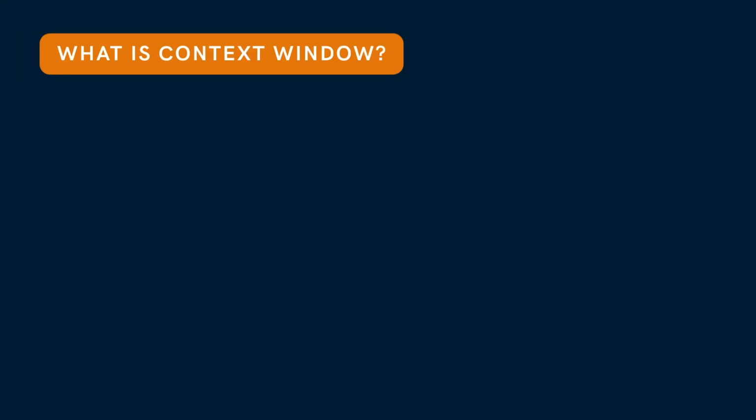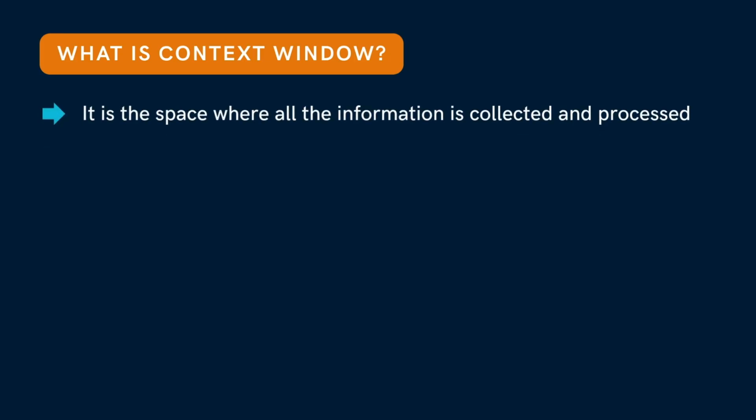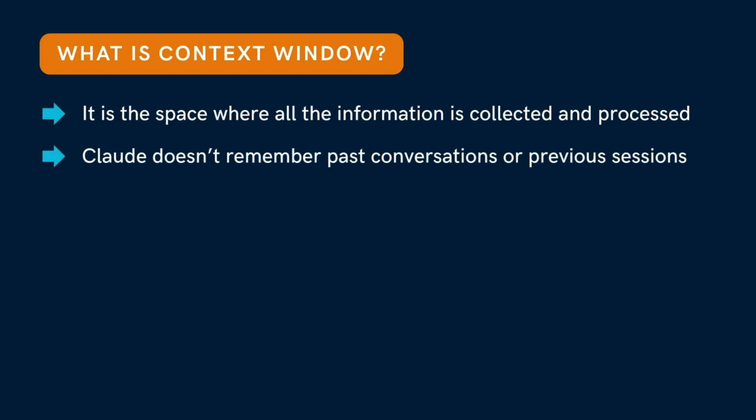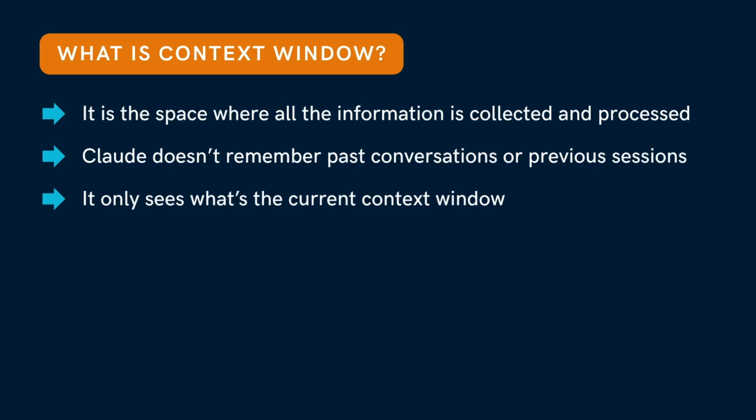The context window is simply the space where all the information you provide is collected and processed. It doesn't rely on past conversations or previous sessions. It only uses what's currently available inside this space. Think of it like a workspace or a whiteboard. Only the details you write there are considered when generating a response.